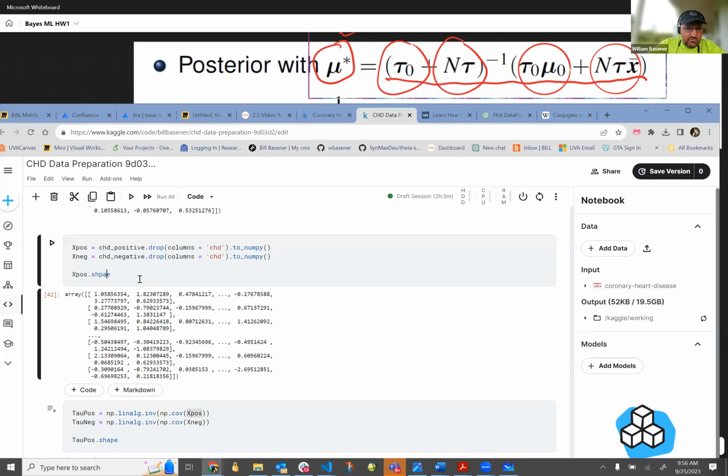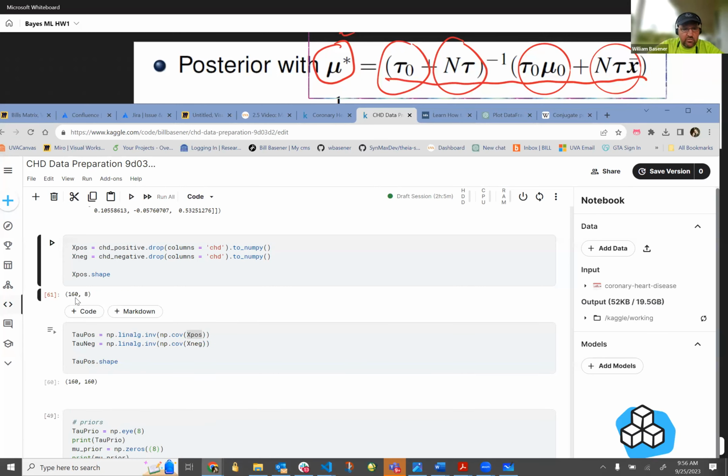tracing this problem back through the code. It's 160 by 8, 160 rows, 8 columns. Okay, that's fine. That's pretty reasonable. We take its covariance and we look at that. Taking the inverse doesn't really do anything to the shape. And so the shape of that's 160 by 160. So really what I need is to transpose these, or maybe I don't want to transpose them here. I need to transpose these before I compute the covariance.